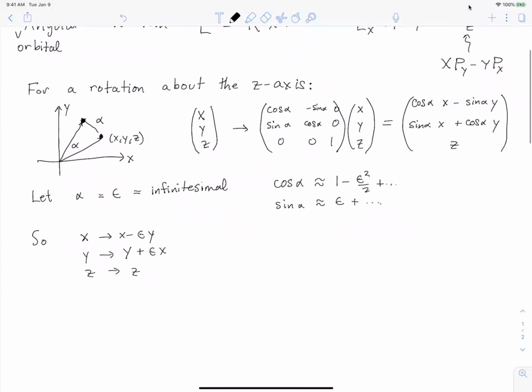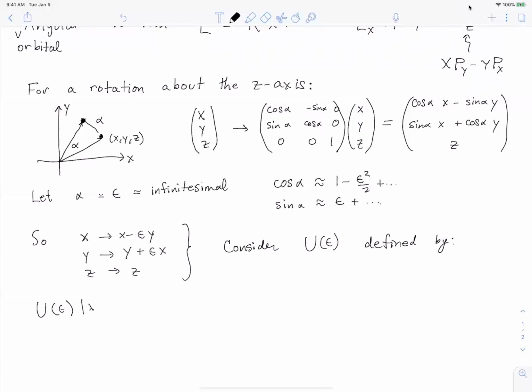So what we'd like to do is define an operator that does this transformation. So consider an operator U of epsilon defined by the following. Okay, what we're going to do is define it so that when it acts on a state where the particle is known to be at some position, x, y, z, we get back the position after the rotation. So x minus epsilon y, y plus epsilon x, and z.